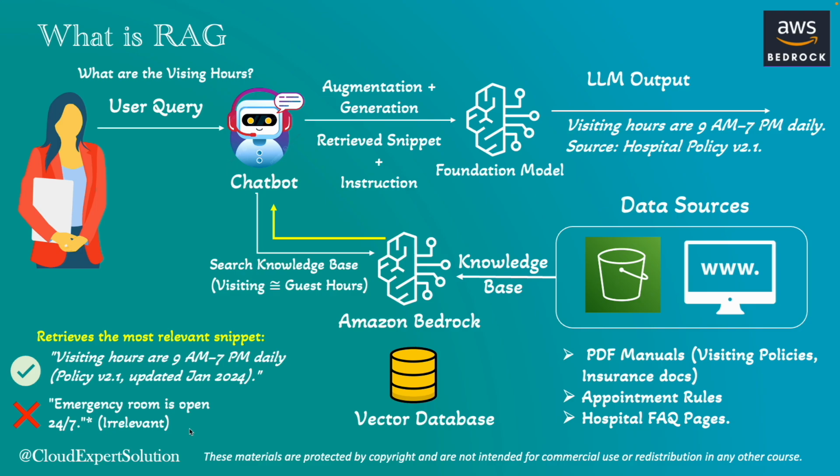Let's assume based on the LLM capability, it generates the output as visiting hours are between 9 a.m. to 7 p.m. daily, and source is hospital policy v2.1. And the last step is to output the answer to the user, which is the final response with the citations. As we mentioned here, the example could be visiting hours are between 9 a.m. to 7 p.m., and also it will provide the source of that information.